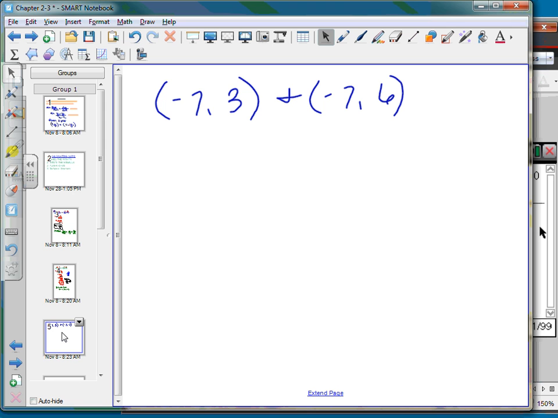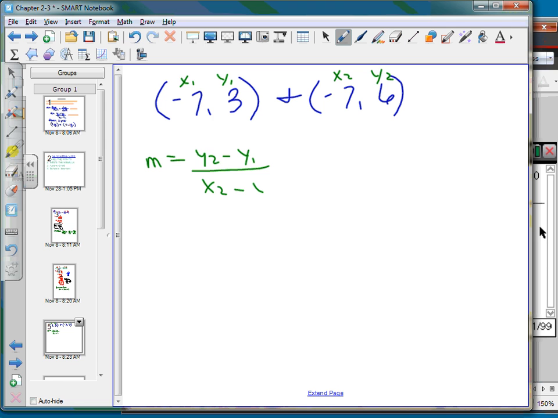Step 1, what do I do? Write down. Label x1, y1, x2, y2. No, I want you to do it on the paper first. Next, what do I do? Formula. So m is equal to y2 minus y1 over x2 minus x1.